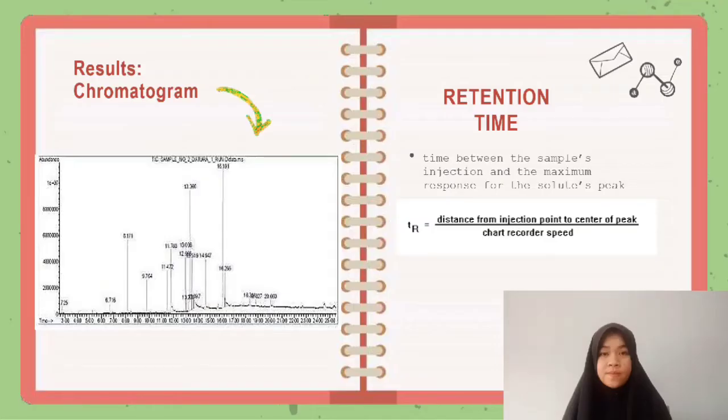Thank you. Assalamualaikum and hi, my name is ALYAA and I will present to you the results for this study. Retention time is the time between sample injection and the maximum response for the solute's peak. It is used to estimate the necessary length of the chromatographic run and is usually measured in minutes.